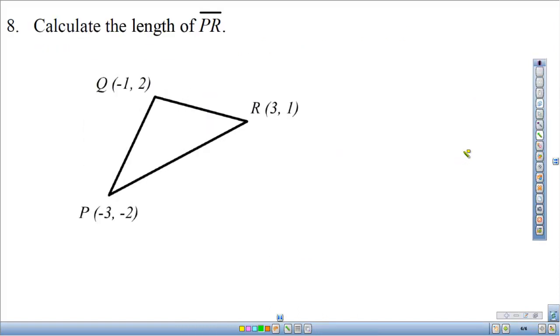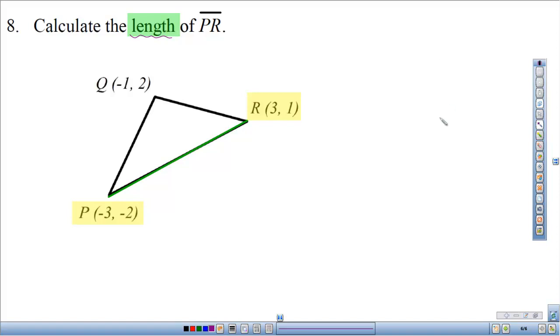All right, number 8 asks us to calculate the length of segment PR, and if we are looking at those directions, the most important word up here is the word length. So in other words, they want us to figure out how far it is from point P all the way over to point R. And what they did for us is that they have given us the coordinates of the endpoints. All right, so what should we do if they want us to figure out the length? Well, we should use the length formula that we learned way back in Unit 1.